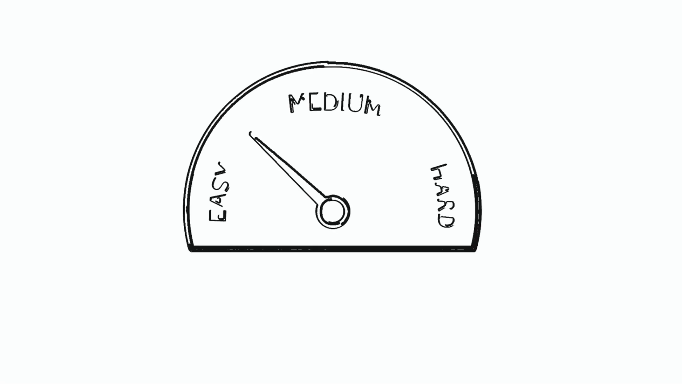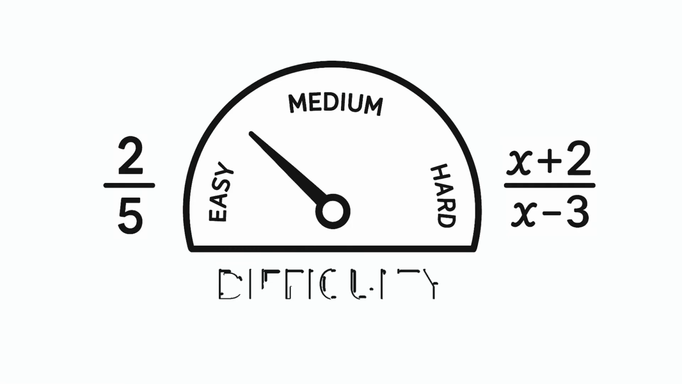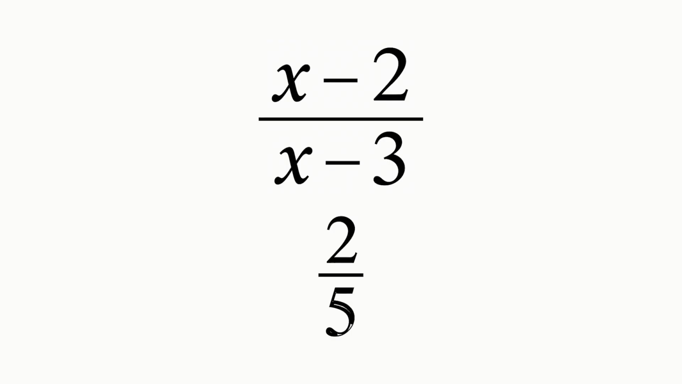Imagine taking everything you know about fractions and turning the difficulty dial up just a little bit. That's what rational expressions are. A rational expression is just a fraction where the top and bottom are algebra expressions. So instead of 2 over 5, you might see x plus 2 over x minus 3.